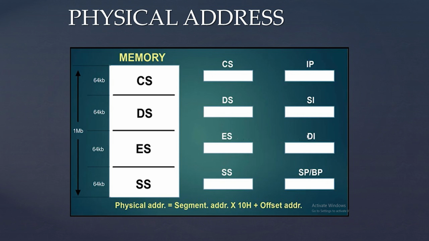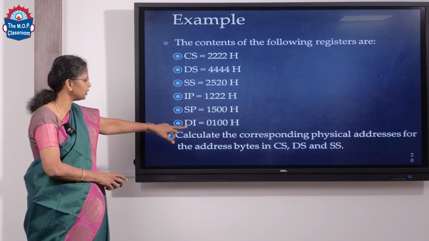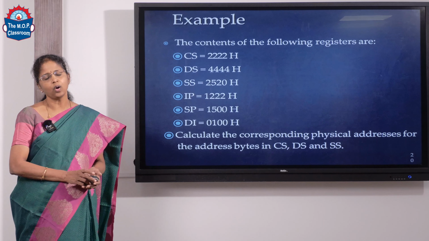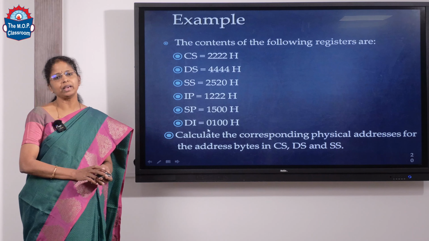So, for example, I have these values in these registers. That is, CS, DS, SS are the segment registers, and they have these values. CS has 2222H, DS has 4444H, SS has 2520H, IP has 1222H, SP 1500H, DI 0100H. Now with this, how will we be able to generate the effective address? We'll see one by one. We have to calculate the corresponding physical addresses for the address bytes in CS, DS and SS.